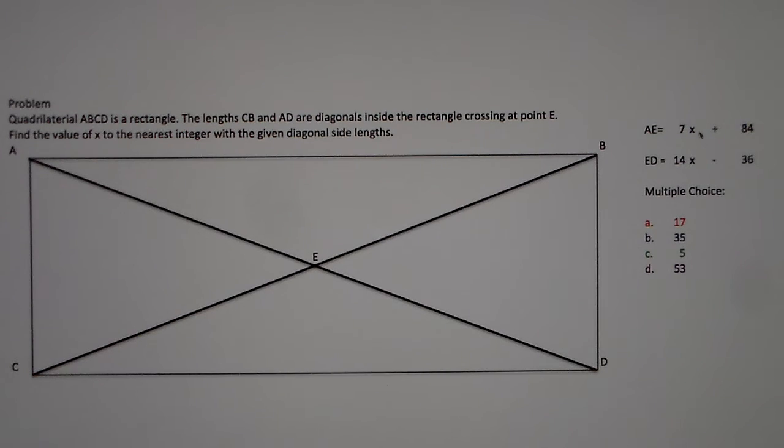AE is 7x plus 84. So AE, this length, is 7x plus 84. ED is 14x minus 36. Since these are two diagonals crossing each other at point E, that means these two lengths, AE and ED, are equal to each other, so we set them equal to each other and solve for x. So I'm just going to put a big equal sign there.